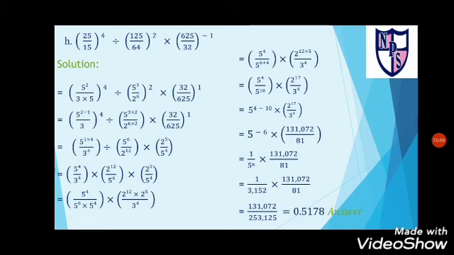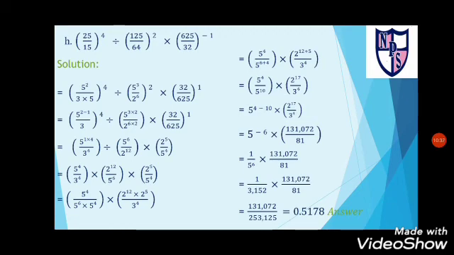Why minus 6? When we subtract 4 and 10, we get 6. But as we have a greater number 10 with a minus sign, we will write the minus sign with the answer. Here the answer will become 5 power minus 6.